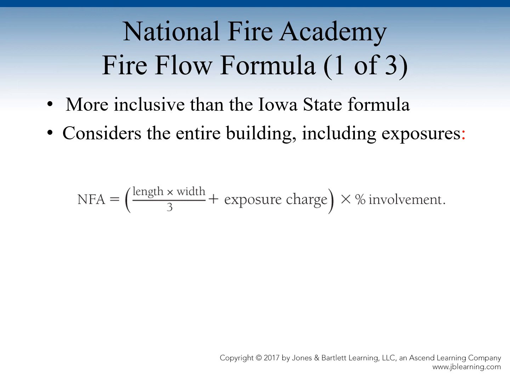So in the NFA formula, it is length times width divided by 3 plus the exposure charge. Then we multiply by the percentage of involvement. So you can guesstimate with this formula: do I have 50% involved? Do I have 25% involved? And so on and so forth. And you can get a better estimate of the gallons per minute that it's going to require.